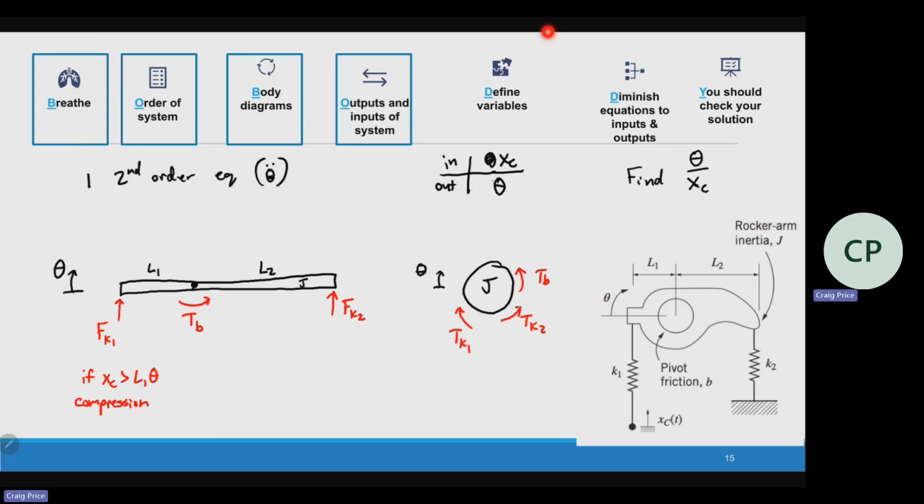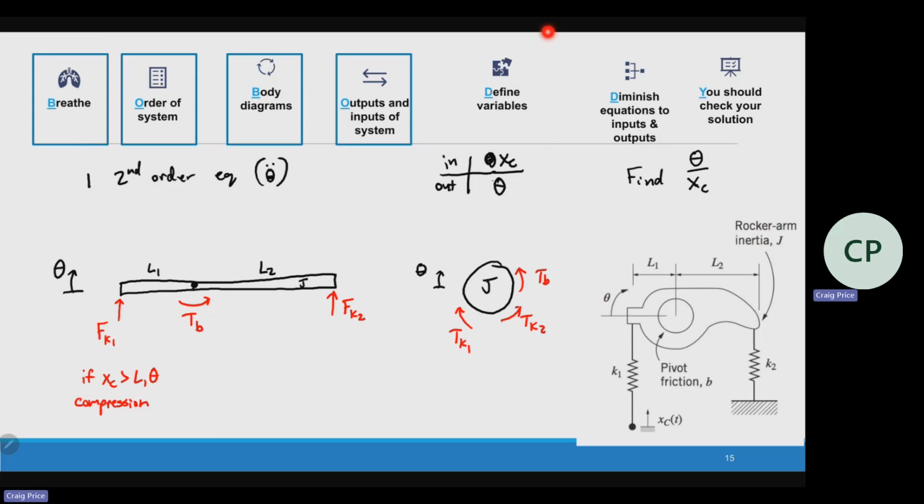Both ends can move, so you can say it's either in compression or tension. I chose compression where XC, the input, is larger than L1 theta. But you can also draw it this way. So we should have those three torques.